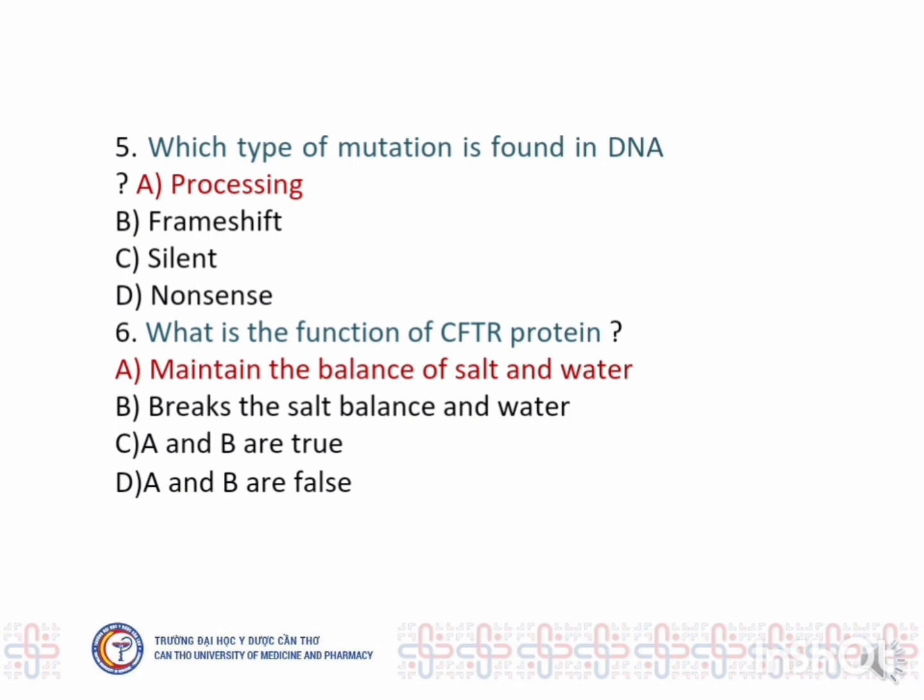IRGR. Question 3. In loss of phenylalanine, which type of protein structure is affected? Option A. Primary. Option B. Secondary. Option C. Tertiary. And option D. Quaternary. The correct option is option C.